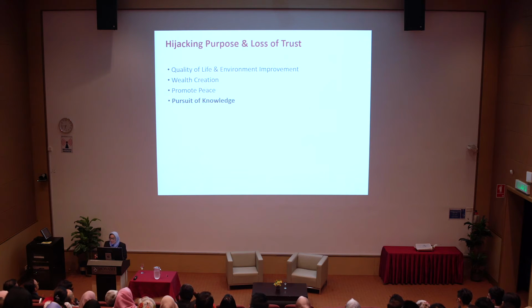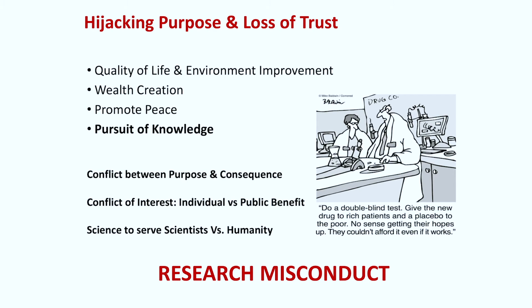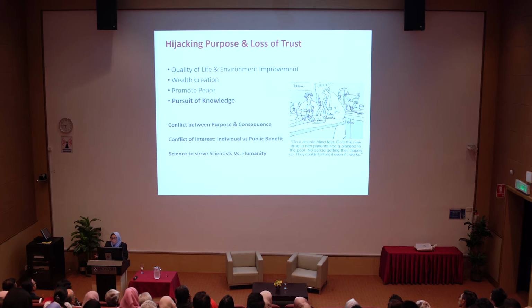The purpose of science is to improve the quality of life, improve our environment, seek wealth creation, promote peace, and the pursuit of knowledge. There is also a conflict between purpose and consequence. How prepared are we to mitigate unpredicted consequences of science and technology advances? For example, who could have predicted the impact of social media?